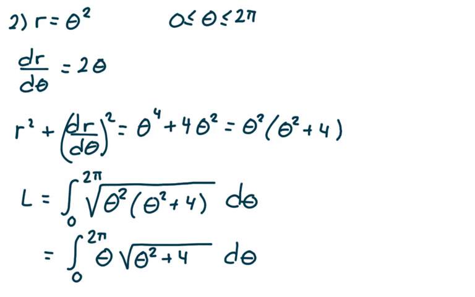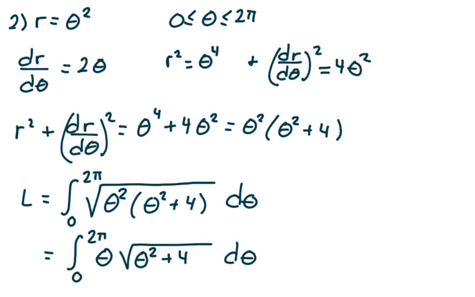Now, let's keep in mind something. r squared is equal to theta raised to the 4th power. And if I take dr/d theta and square it, 2 squared is 4, and so I would end up with 4 theta raised to the 2nd power. r squared plus (dr/d theta) squared is equal to theta to the 4th plus 4 theta squared.